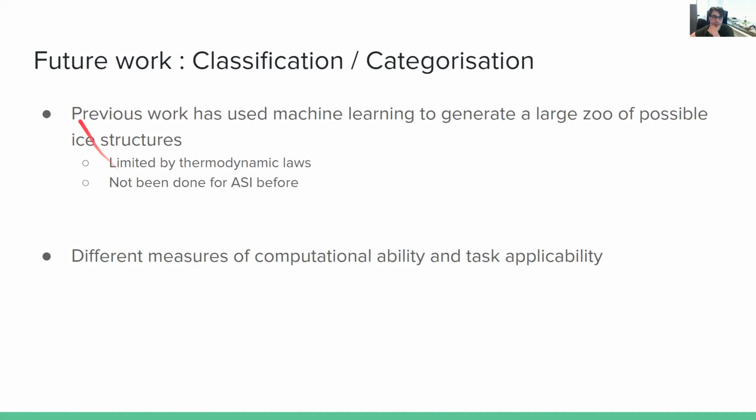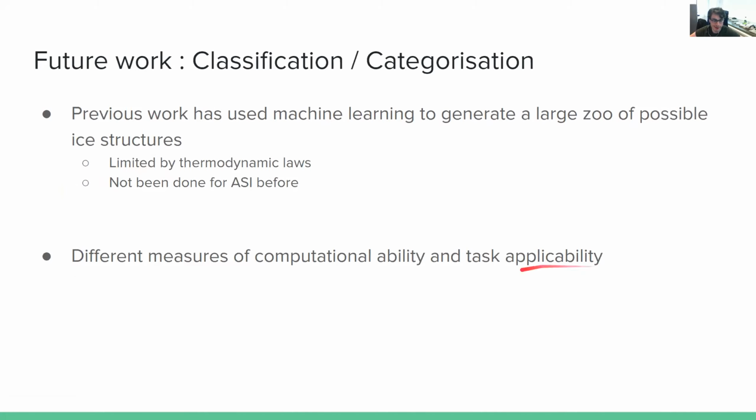And finally, what I think is most exciting is this idea. There's previous work that has been done on generating zoos of ice structures using machine learning. And ice structures are a bit different to artificial spin ice structures. They're limited by these thermodynamic laws, which we are not limited by, really. We're not limited by anything other than magnets shouldn't touch. And so this is probably the reason why it's not been done before, because it's hard to say when to stop when your zoo is full, if there are infinitely many structures. But now we have this representation, we have a mechanism to control complexity and to say how many structures we want to consider.